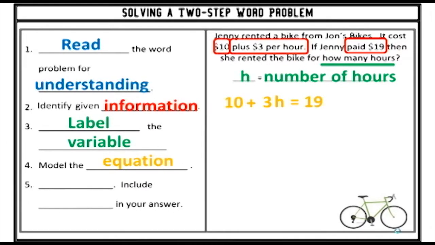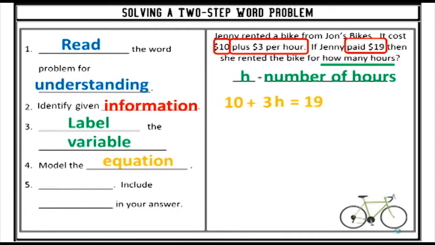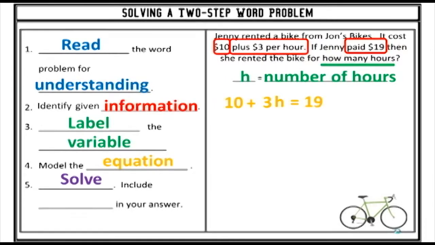Just like we summarized and retold the story in our first step, try it again here. Does your equation tell the story? 10 plus 3H equals 19. I had a one-time fee of $10 plus $3 per every hour equals a total paid of $19. It retells the story. Now I solve. Include units in your answer.